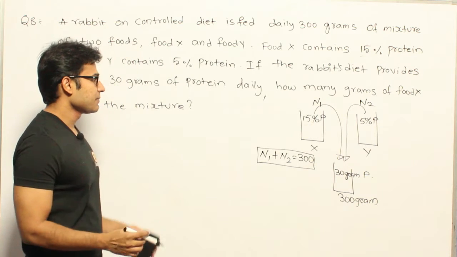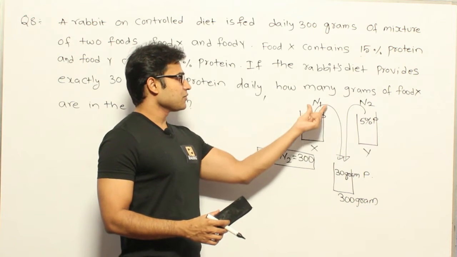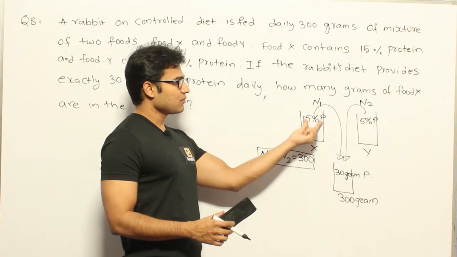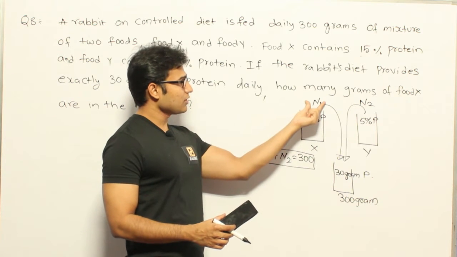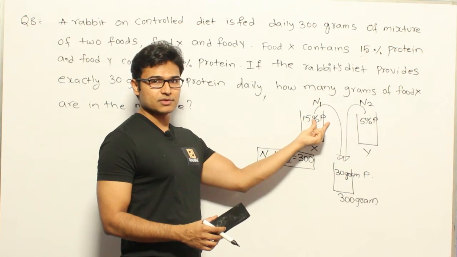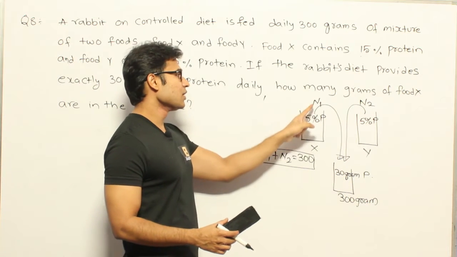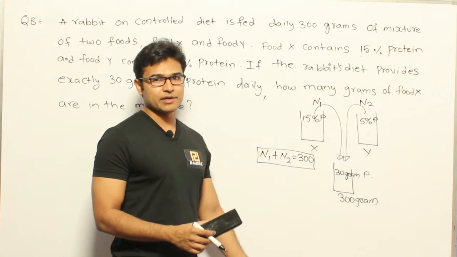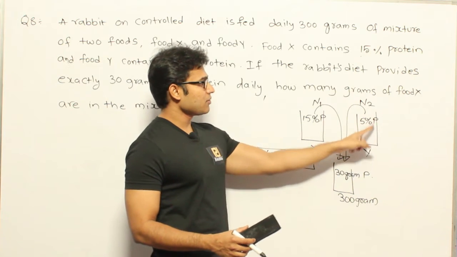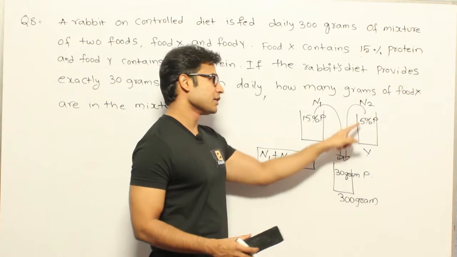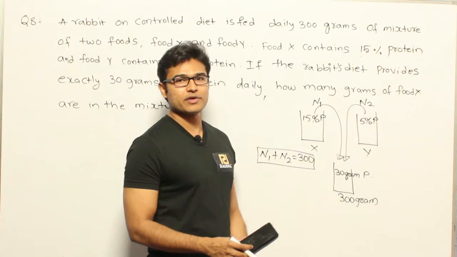And the other one is, if you are taking N1 grams from this and if 15% of it is protein, then definitely out of N1 grams 15% will be protein. So the protein that we are getting from food X into this final mixture will be equal to N1 into 15 by 100 grams, and the protein that you get from food Y into this final mixture will be equal to N2 into 5 by 100.